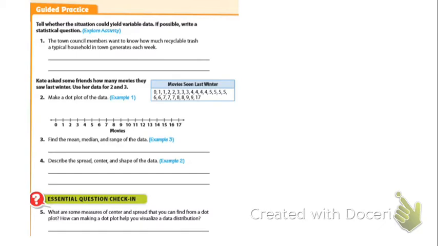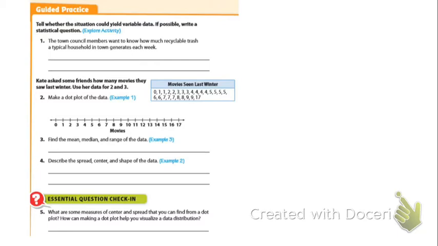So to answer the second part of that, how could we write it into a statistical question? Like as if we were to take a poll in our class, it would be how much recyclable trash does each household generate, or does a typical household generate? All right, so that's one way of doing it.